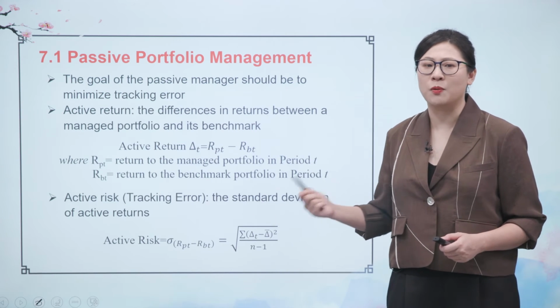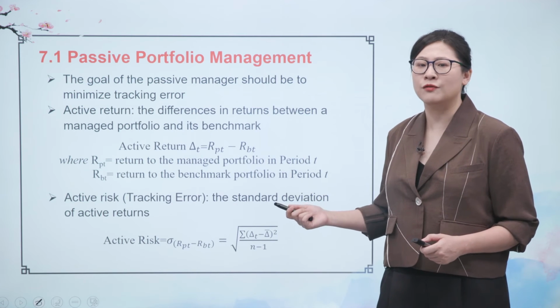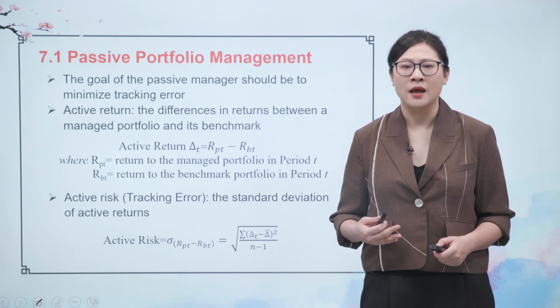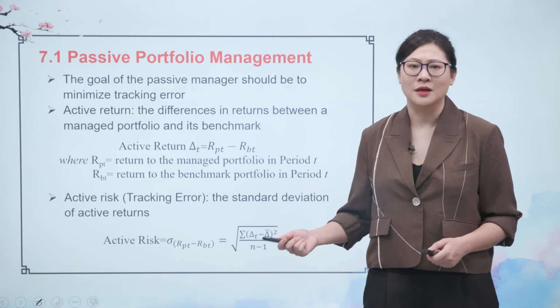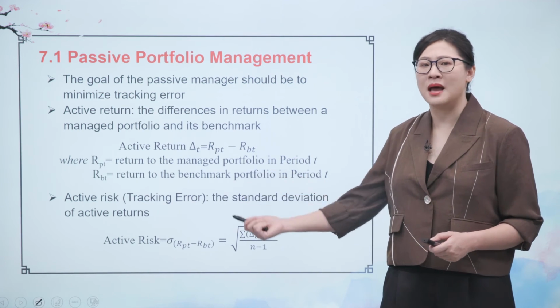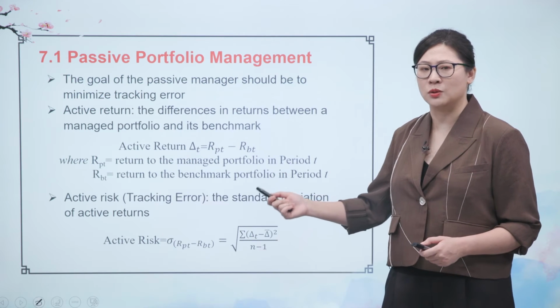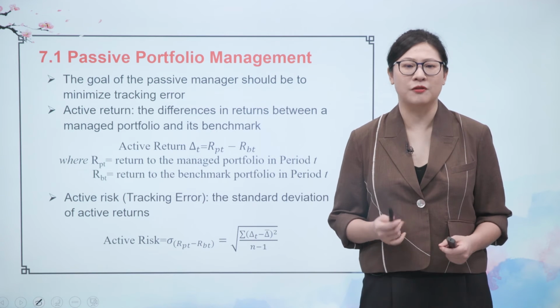And the next point is the active risk. The active risk is the standard deviation of active return. We also call the active risk the tracking error. So in the passive management portfolio, all the portfolio managers will minimize the tracking error in their portfolio.